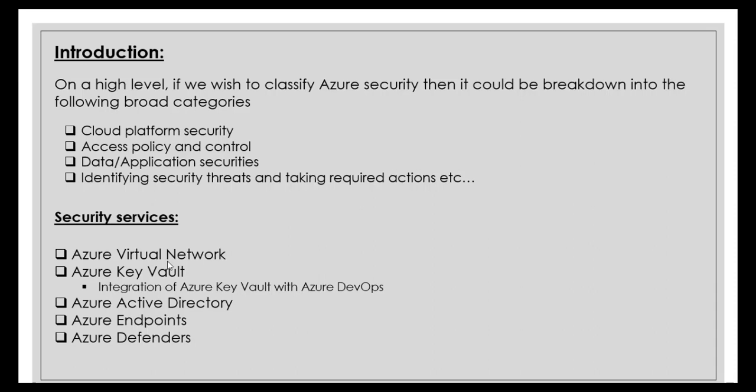The next will be Azure Key Vault. Key Vault is a very important service in Azure. How do we secure our secrets? How do we secure our certificates? How do we secure our tokens and things like that? That is what we'll see here. And at the end, I'll be integrating Azure Key Vault with Azure DevOps.